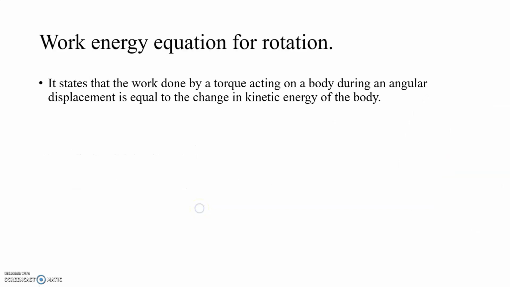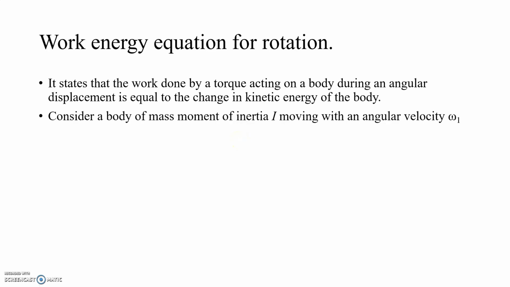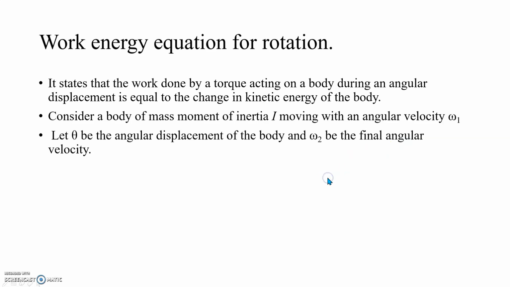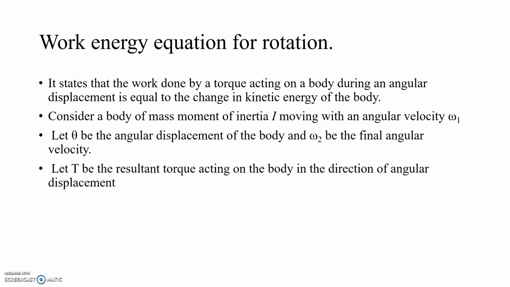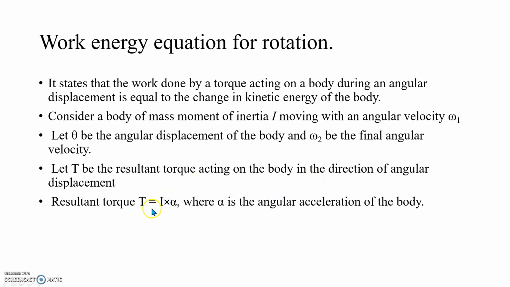Work energy equation for rotation. For rotation, the work energy principle is stated as: work done by a torque acting on a body during angular displacement is equal to the change in kinetic energy of the body. The statement is similar to the one we saw in rectilinear motion regarding the work energy principle. Consider a body of mass moment of inertia I moving with an angular velocity omega 1. Let theta be the angular displacement of the body and omega 2 be the final angular velocity. Let T be the resultant torque. We have the expression of T as I into alpha.